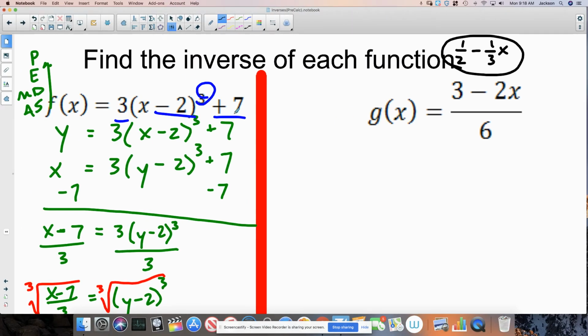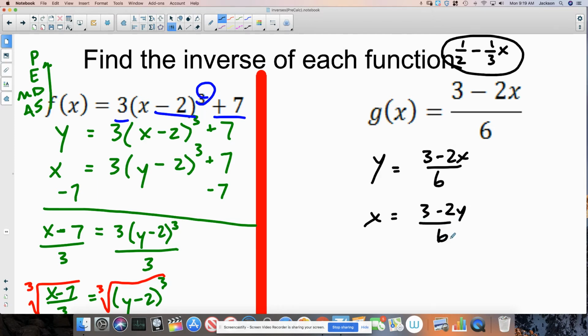So how do we find the inverse? We replace g of x with y, so we put a y here. We have 3 minus 2x over 6, all right? And then we swap the x with the y. So we have 3 minus 2y over 6.